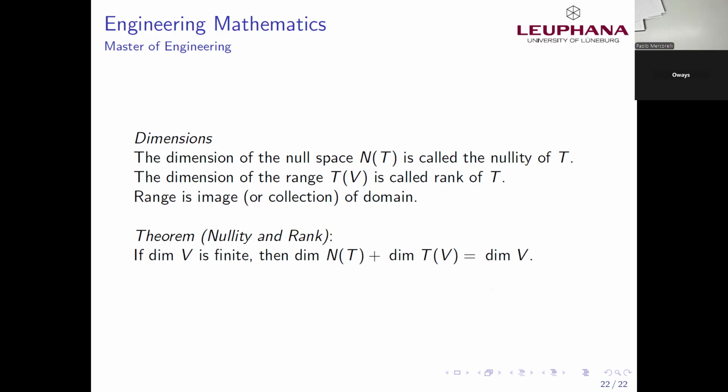Remember, I told you before, T(V) is the image. This means the dimension of the image equals the dimension of the domain. V is the domain, I don't know if you remember. This means if I have a transformation, everything which is in the domain will be projected, let me say, or will transform into null and into the range or image.